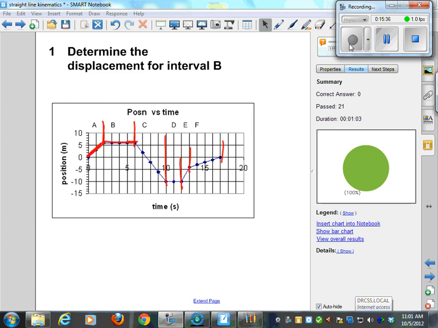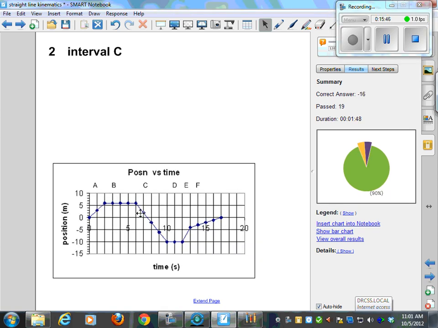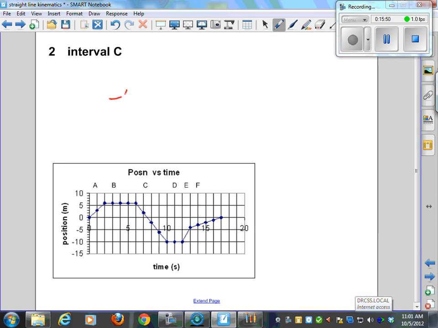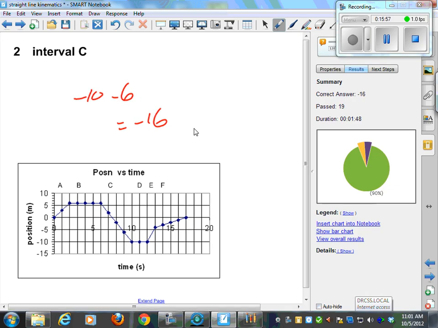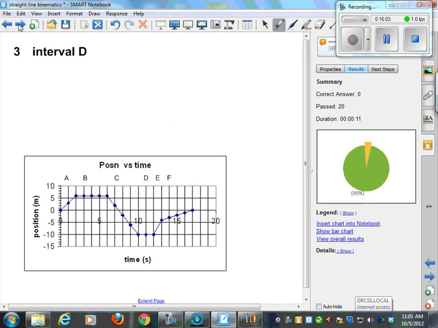0. How can you tell when the displacement is 0? The line is flat. Thank you, Sean. Interval C, I went from 6 all the way down to minus 10. So it's minus 10, minus 6, or minus 16, right? Minus 16. And 90% of you got that right. That's good.